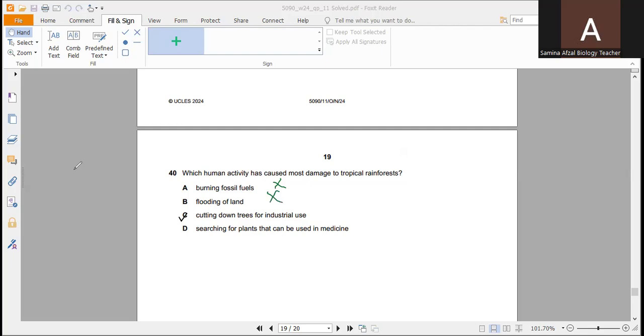Cutting down trees for industrial use, yes. Searching for plants that can be used in medicine, no. Again, it can lead to only some localized impact. It is not the major cause of damage compared to industrial scale deforestation. So this is not the correct option. Only C is the correct option. So that was all from question number 21 to question number 40.